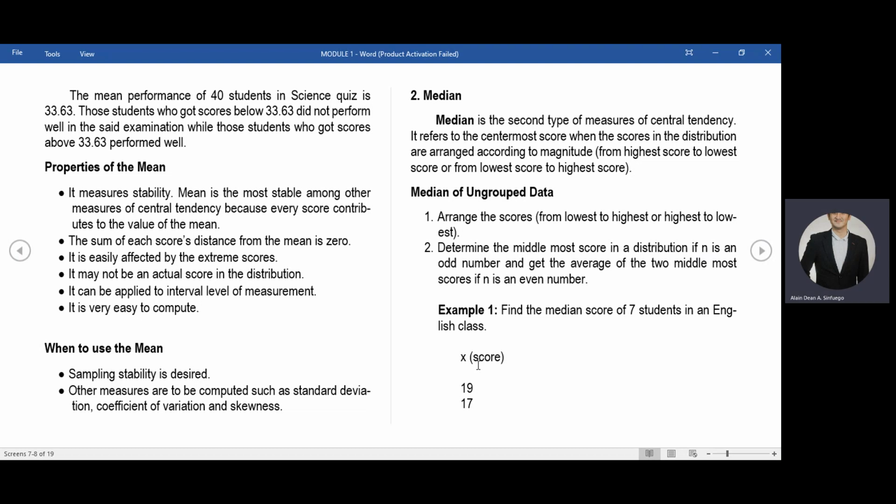And when do we use the mean? When sampling stability is desired, and when other measures are to be computed, such as standard deviation, coefficient of variation, and skewness as well.